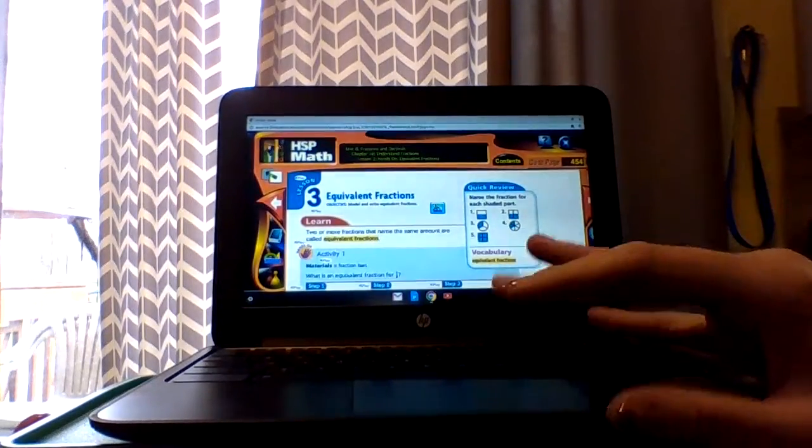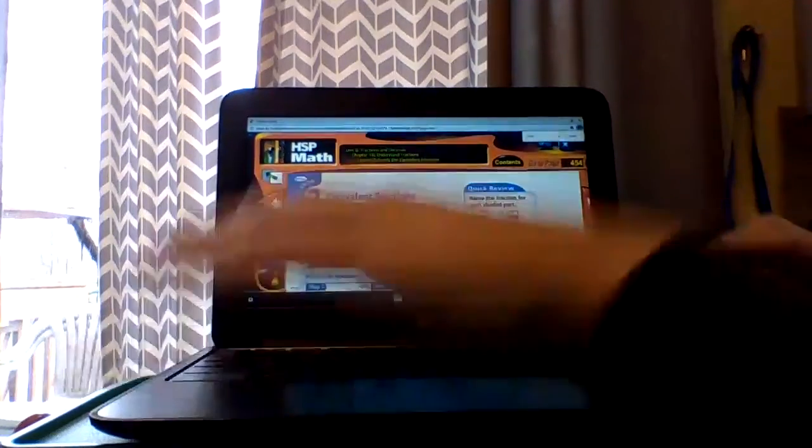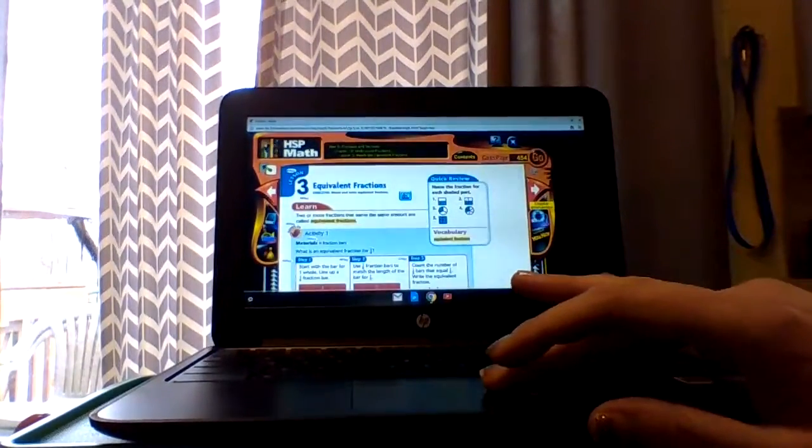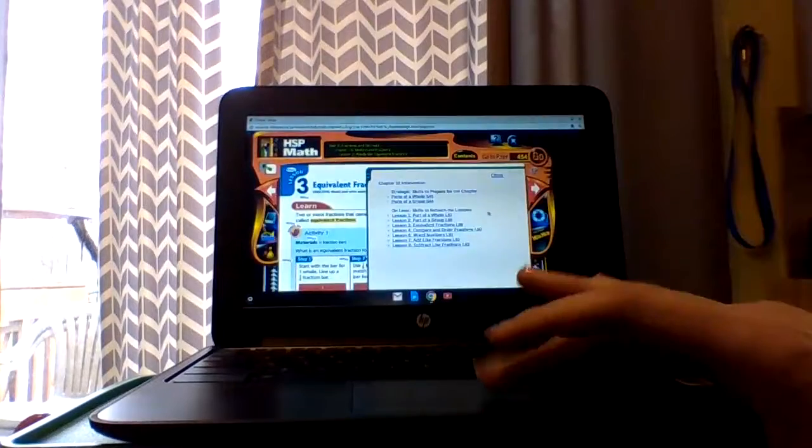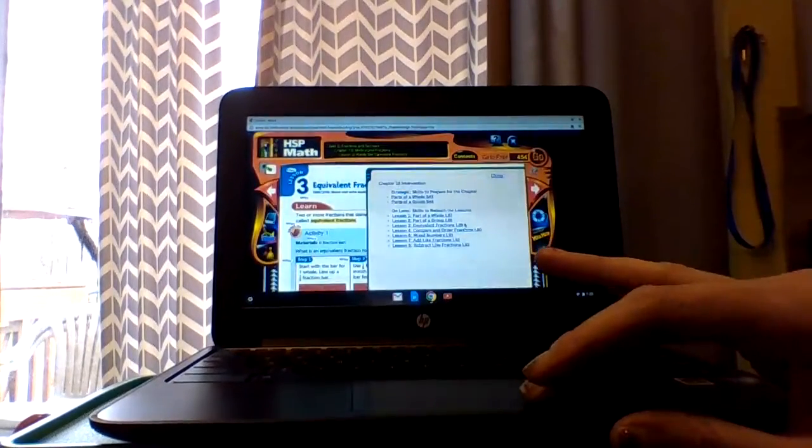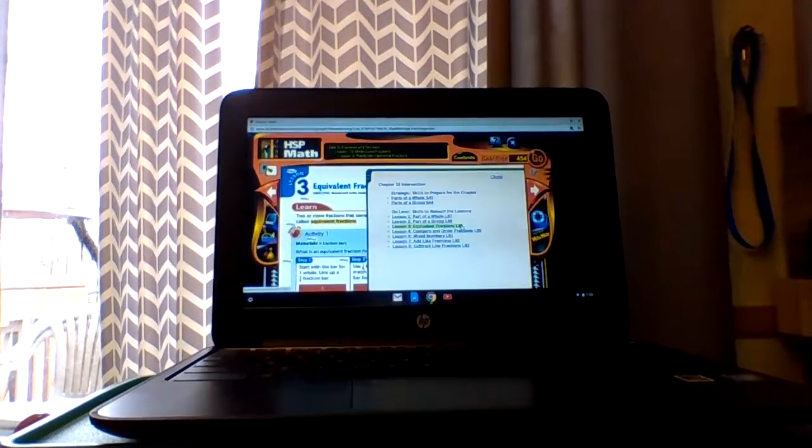Let's see if mine doesn't want to show up. Maybe I got to make this a little bit smaller. Down here, Lesson 3, Equivalent Fractions, L89. Do a review of this.